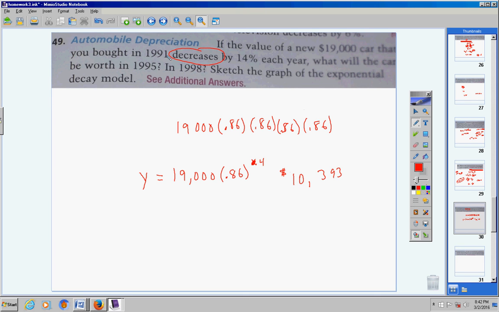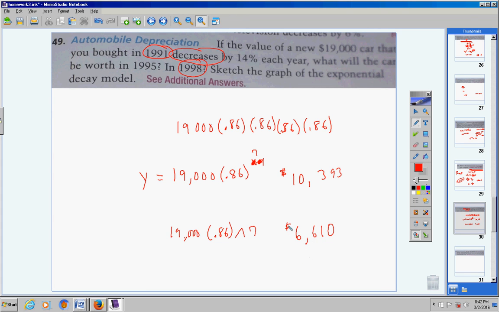Now, what will the car be worth in 1998? So it was new in 91. It's now 7 years old. So where the x is, I'll put a 7. So I'm going to type in my calculator, 19,000. Parentheses 0.86, close my parentheses, arrow, and then 7. And if you do that correctly, you will get $6,610. That's how much the car is worth.